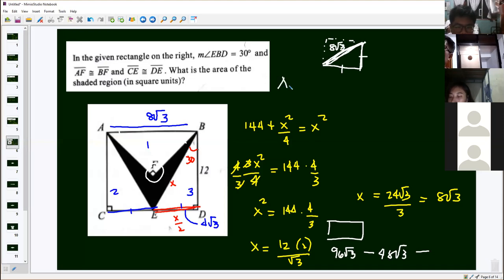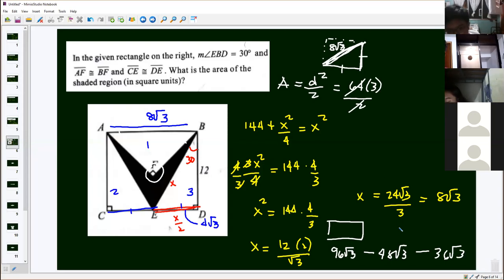So the area of the square given the diagonal is diagonal squared over 2. Right? Do you know this? Diagonal squared over 2, or are you not familiar with this? As much as you know that there is s squared. So diagonal squared over 2. Well, anyway, I'll explain. Diagonal squared is 8 squared, 64, times square root of 3 squared, that's 3, over 2. So cancel. That is 36 square root of 3. Right? So you have 96 minus 48. That's 48 square root of 3 minus 36 square root of 3.